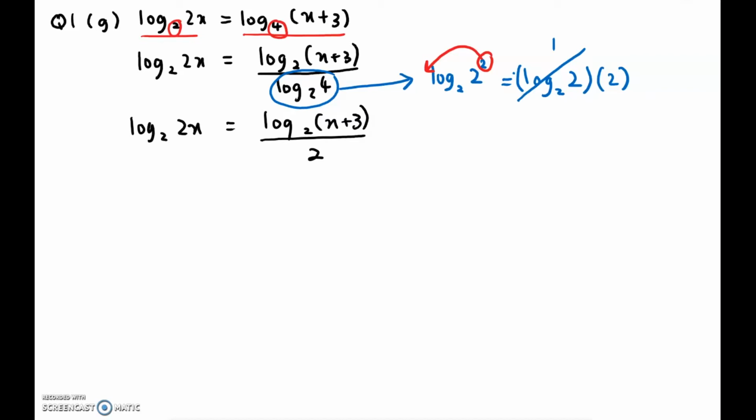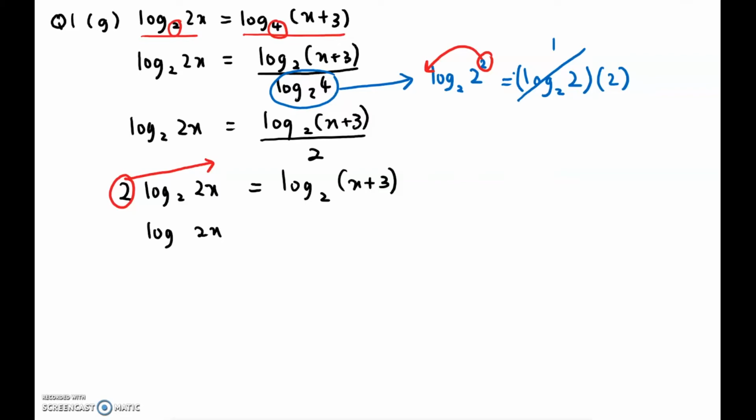Now you just need to multiply both sides by 2. Then you will be left with 2 log 2x base 2 equal to log x plus 3 base 2. Then what should you do again? We use the rules of indices. We can bring the constant in front and it becomes the power. So you will get log 2x squared base 2 equal to log x plus 3 base 2.